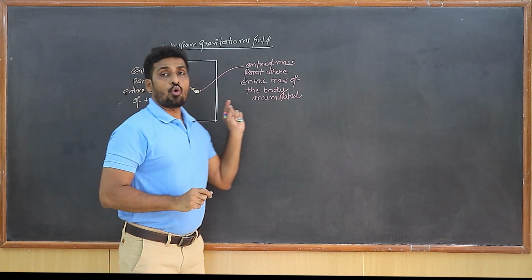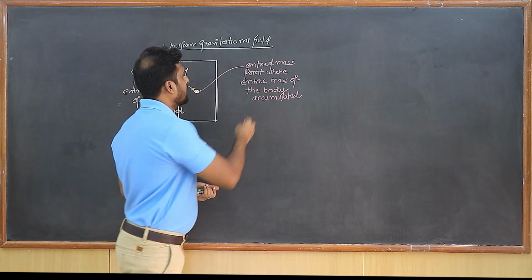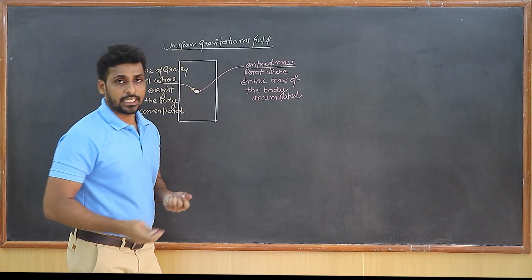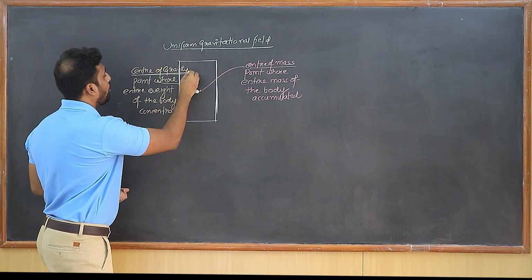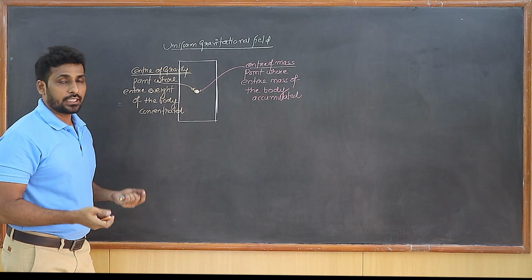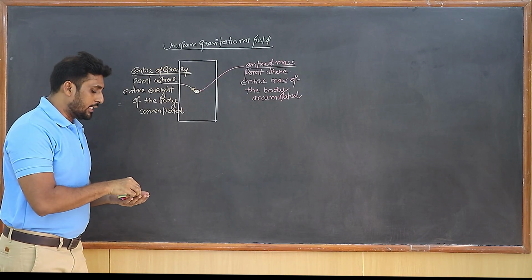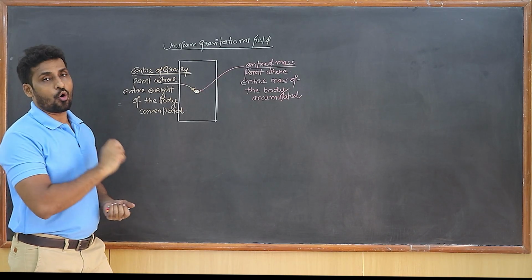Now, we have understood what center of mass is, isn't it? Center of mass is the point where the entire mass of the body gets accumulated or concentrated. Then we have seen what center of gravity is, a point where the entire weight of the body gets accumulated or concentrated. Now, let's try and understand what the centroid of the body is.